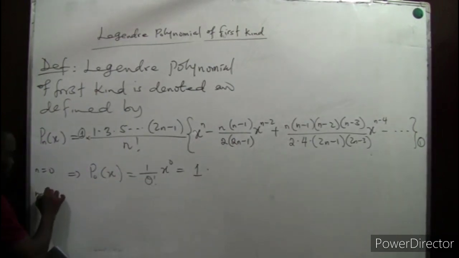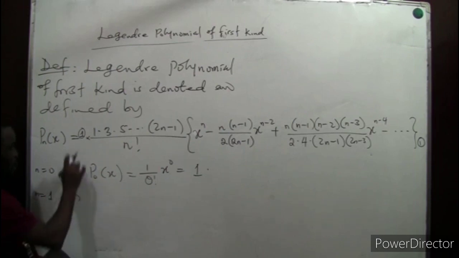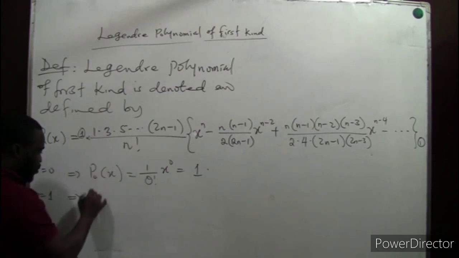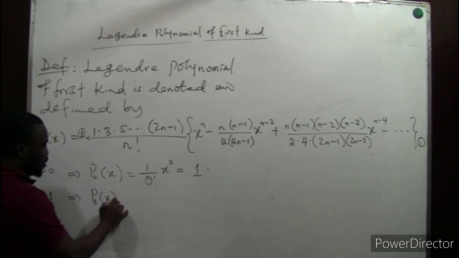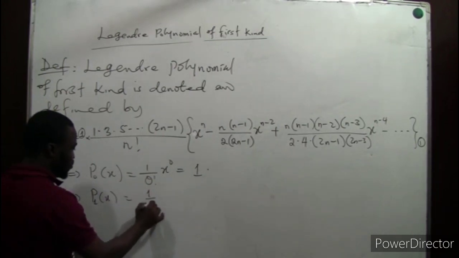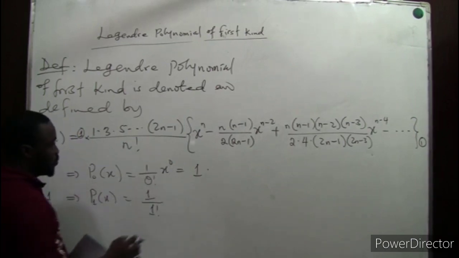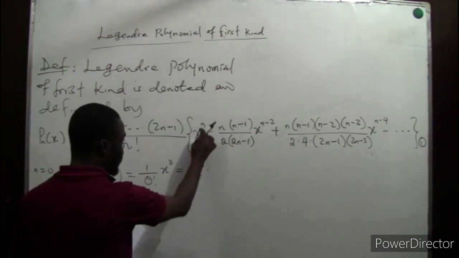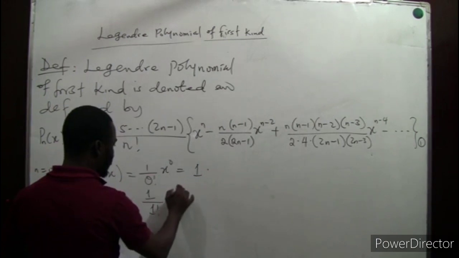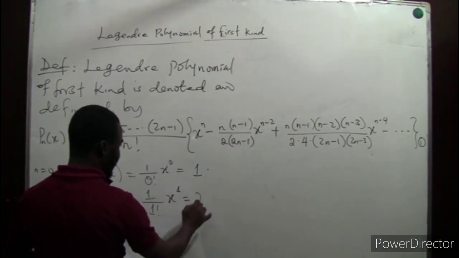When n equals 1, we have P1 of x is 1 divided by 1 factorial, then we have x raised to the power 1, and that gives us x.